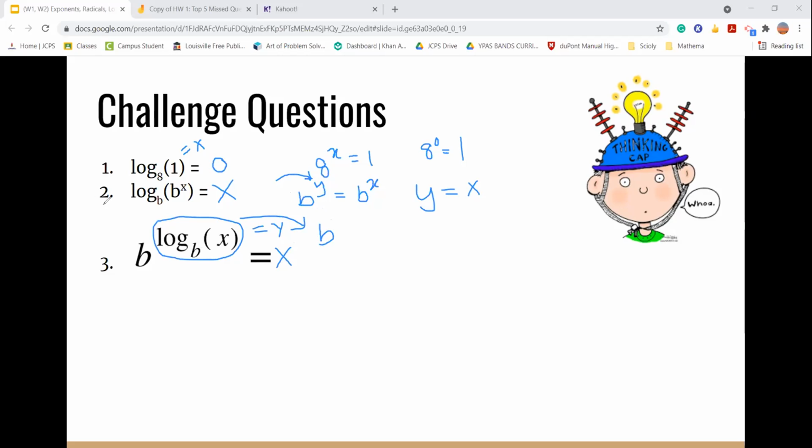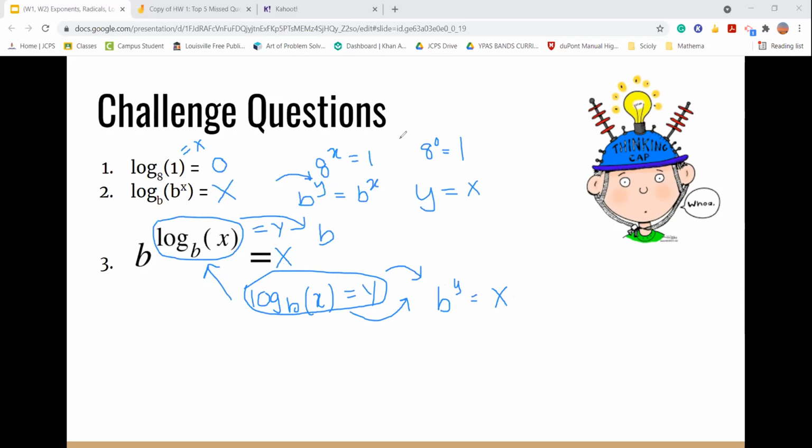Here, wait. So I'm gonna rewrite this. So let's first look at the thing in this circle. So log base b of x is the power, right? And I'm just gonna say this is equal to y. So now I'm gonna rewrite this into exponential form. So this would become b to the y power is x. So everybody see how I got from here to here right now?